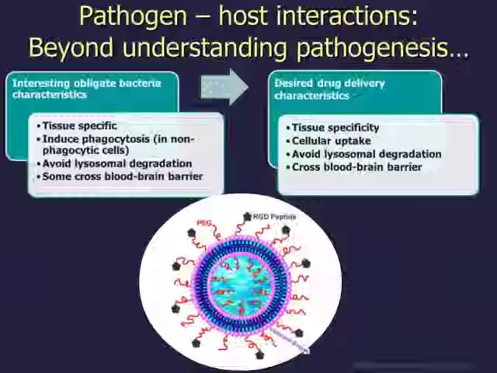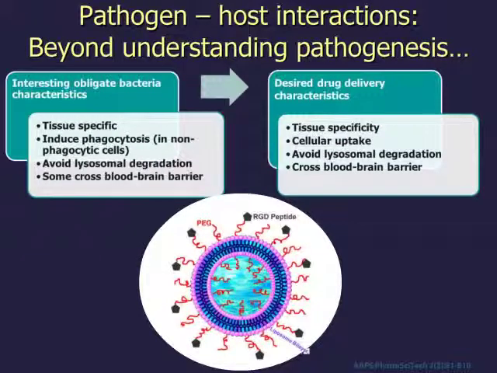We are interested in bacterial pathogens because they have many functions that the pharmaceutical industry would find very attractive for drug delivery mechanisms. For instance, there are bacterial pathogens that cross the blood-brain barrier, and most bacterial pathogens are tissue-specific. Some induce phagocytosis in non-phagocytic cells, and others avoid lysosomal degradation. All of these are functions that have yet to be gained in drug delivery systems, and all of which would be very useful in effective therapeutics.